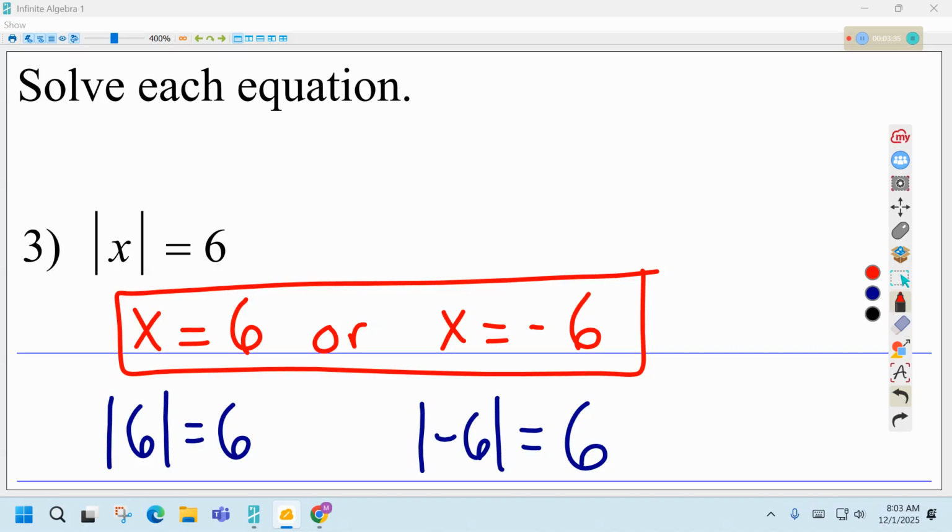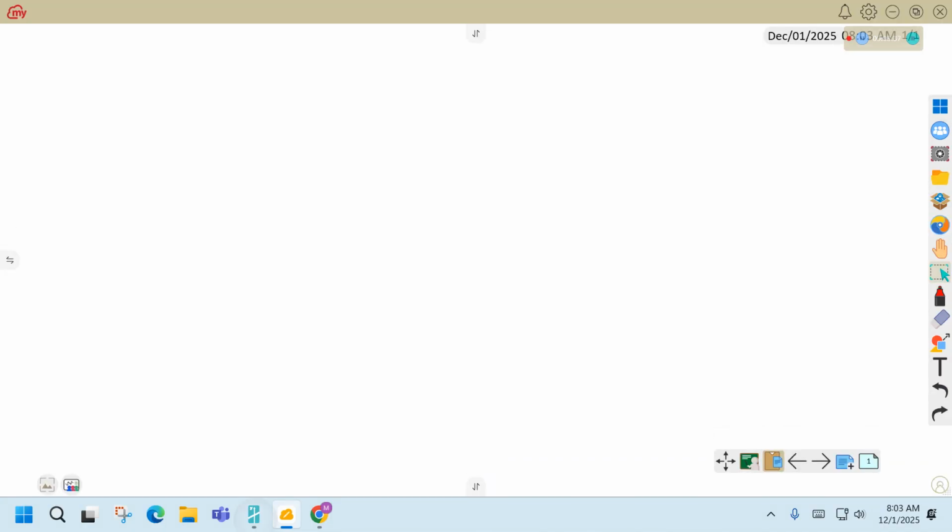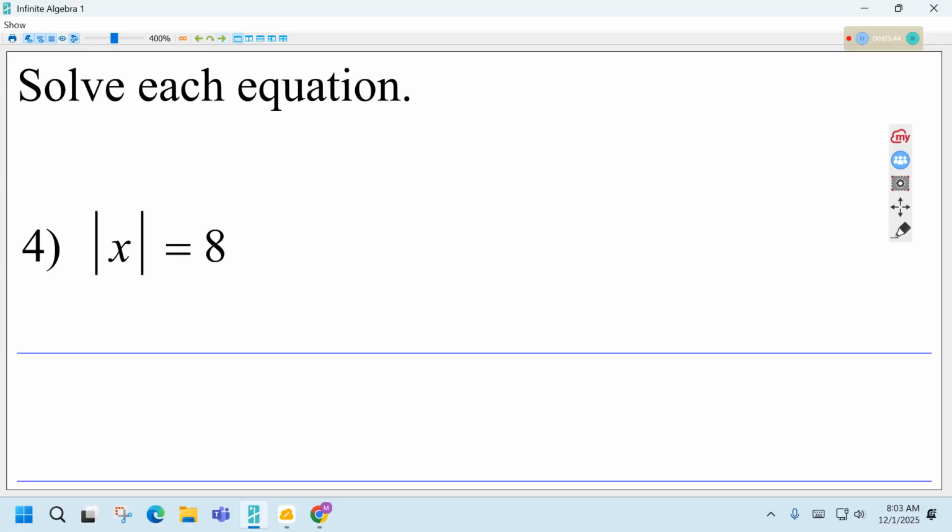So we'll do another example, and we'll take a look at number 4. So think about it. What is the absolute value of x equal to 8? What numbers would make this true? What would be the solution to this, right? Well, as we've seen, when there's nothing else going on in here, this basically means the distance from 0. So we want 2 numbers that are both 8 units away from 0, and the answer of that is 8 and -8.